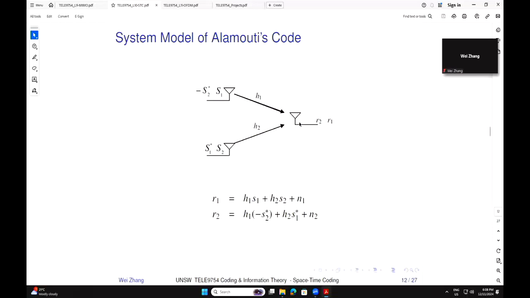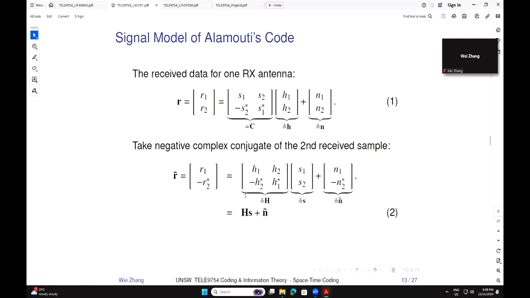From there, we can formulate this signal transmission model. You have 2 transmit antennas and 1 receive antenna. For sure, you can extend it to multiple receive antennas. I remember in one project report you are required to do Alamouti coding not only for 2x1, but probably 2x2, 2x3, that means multiple antennas. The only difference is that you just extend the signal. You have R1, R2, R3, R4, R5, R6, similarly, right? And then you can get this signal model.